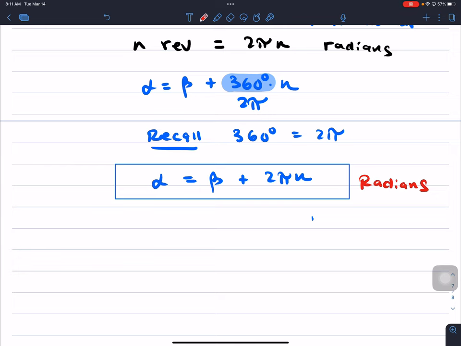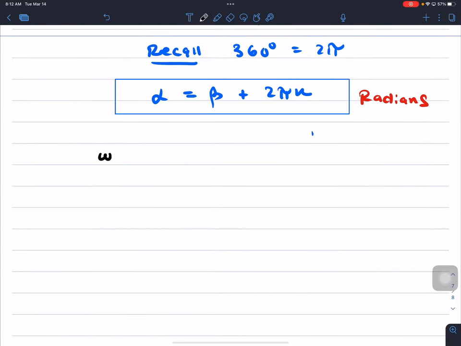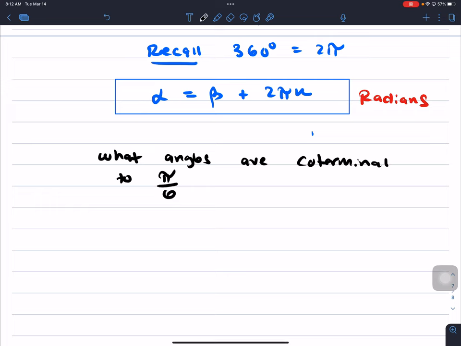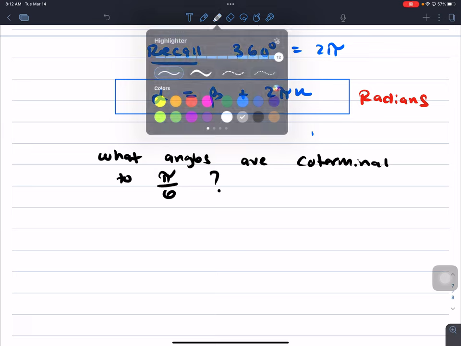We're headed with the radian measure version for a lot of good reasons. So here's the question: what angles are coterminal to pi over 6? So we're going to look at angles that are coterminal to what? Pi over 6.